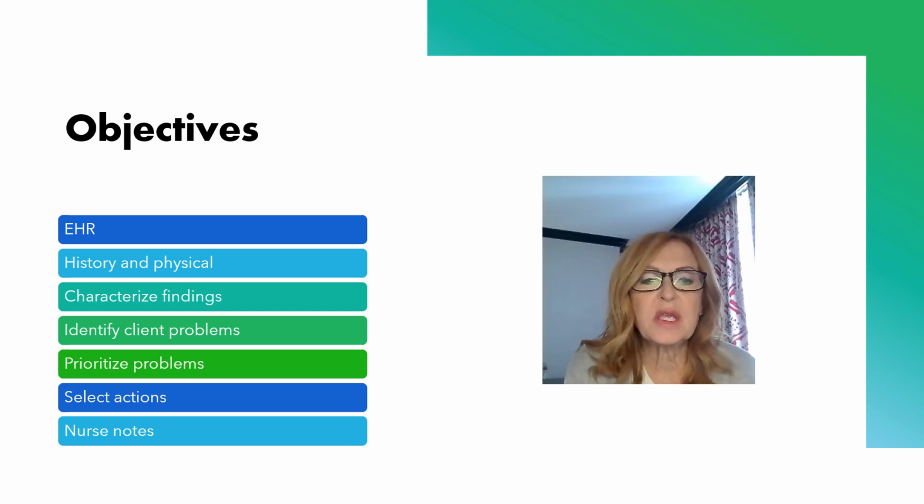Let's talk about some of the objectives for the iHuman cases. There's an EHR, a history and physical. You're going to characterize findings. You're going to identify client problems. You're going to prioritize problems. You're going to select actions. And you're going to do a nurse's note at the end, and then there's a summary that talks about patient outcomes.